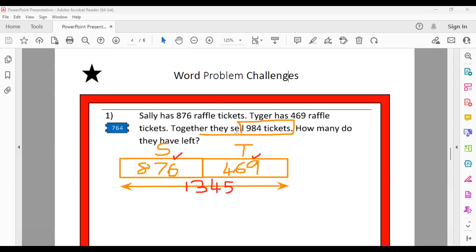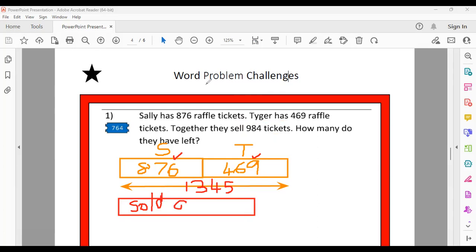From that total, they sell, question, they sell how much? 984. So I'm going to draw another bar to show how much they have sold, which is lesser than 1,345. So this one they sold 984. So definitely there is a remainder. How much is this balance? That's what they are asking. How much have they left? You can see the bar for 1,345. You have sold this much. So we just do a simple subtraction.